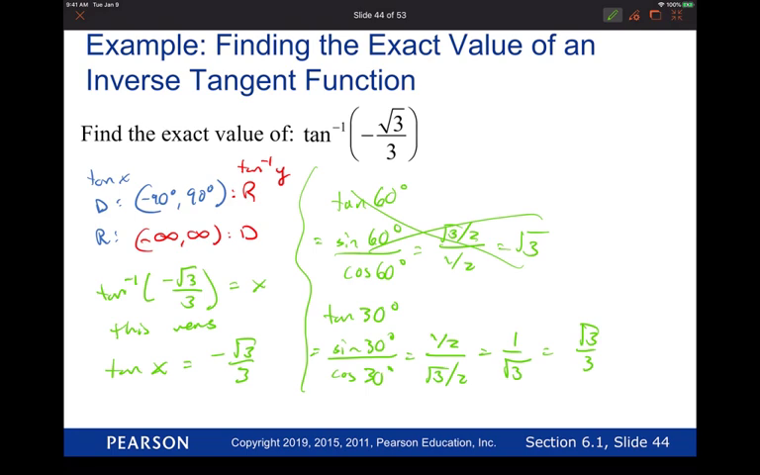We know that x is 30 degrees. But if we're doing inverse tan, let me think about it. So tan of what angle? That x has to be from negative 90 to 90. So it looks like it should be a negative 30. So we can produce that negative. All right, and let's convert that to radians.